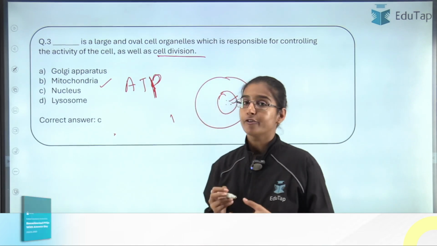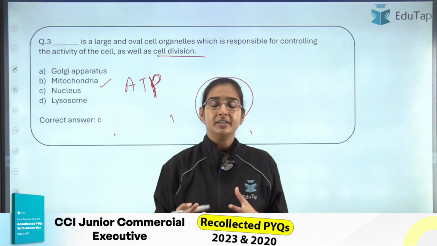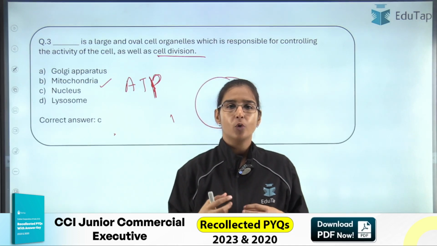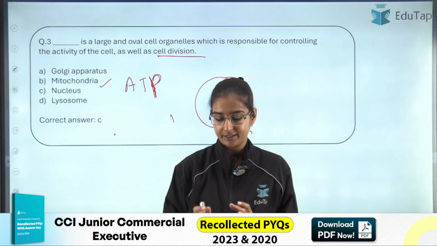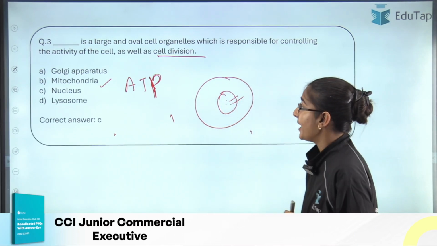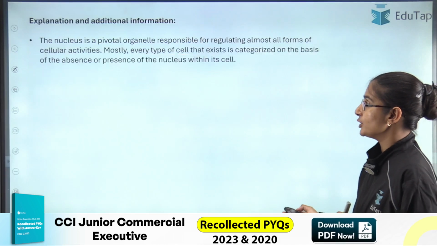Right? Then we have the Golgi apparatus. The main function of the Golgi apparatus is just to store and package the lipids and proteins, right? Not much here in the Golgi apparatus. Okay, now let's move ahead to the next question.